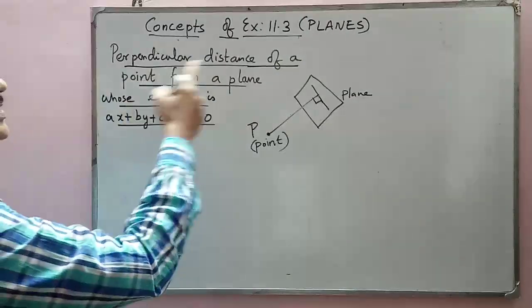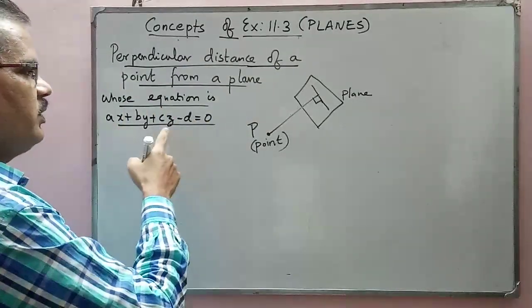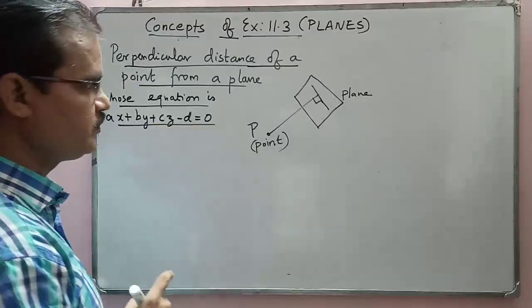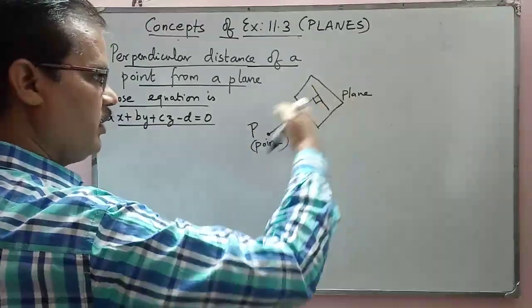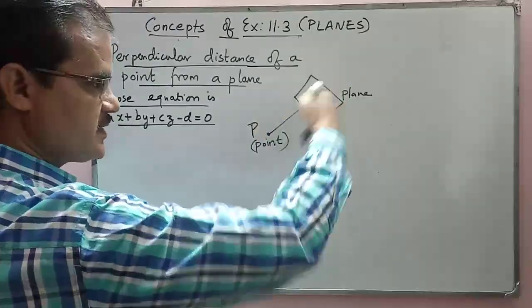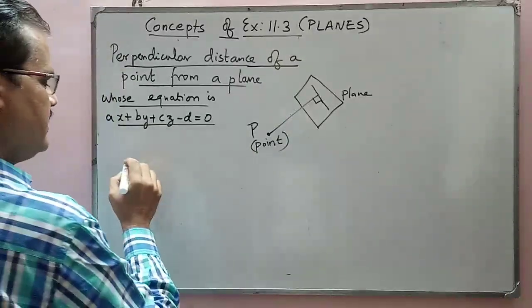Now, perpendicular distance of a point from a plane whose plane equation is ax plus by plus cz minus d equal to 0. Now, your point is there, your plane is there, we have drawn a perpendicular, we are finding the distance from the plane to this particular point. This equation is very easy.